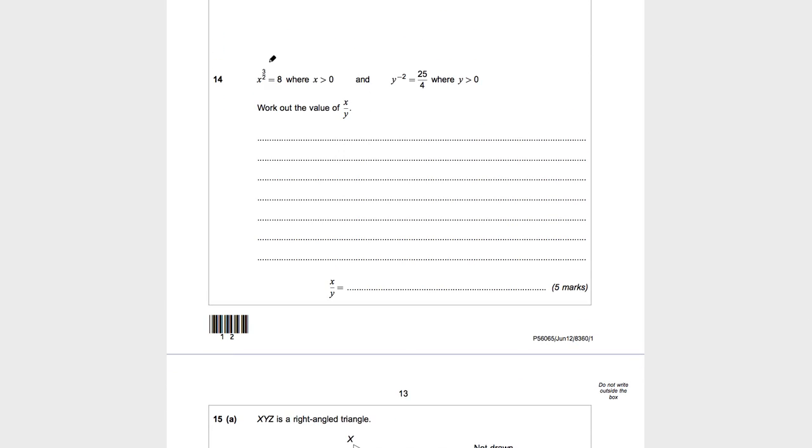So we're told x to the power of 3 over 2 equals 8, where x is greater than 0, and y to the power of minus 2 equals 25 over 4, where y is greater than 0. Work out the value of x over y. So I need to rewrite both of these expressions. X to the power of 3 over 2 equals 8. So first of all, I'm going to cube root this. So that's going to be x to the power of a half. So that's my first thing, is cube rooting.